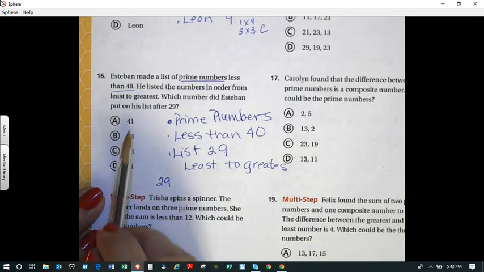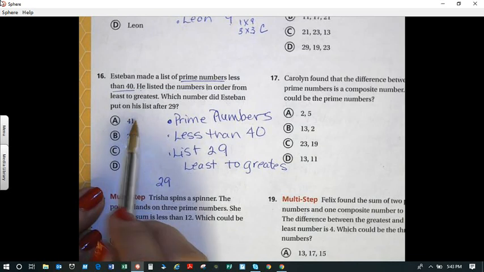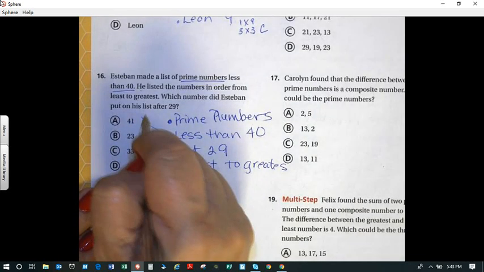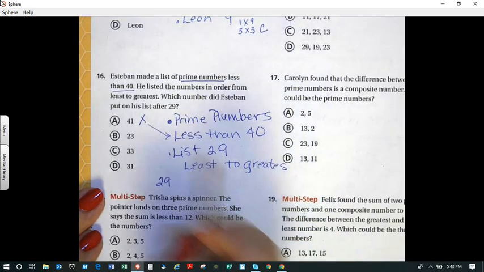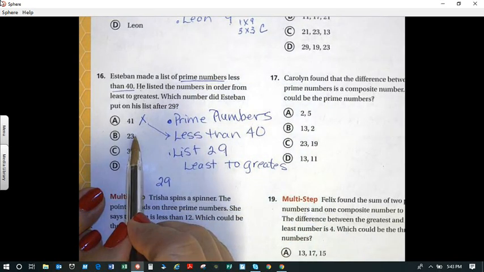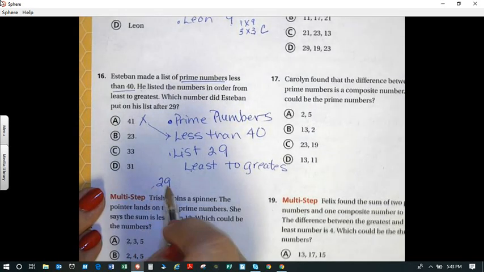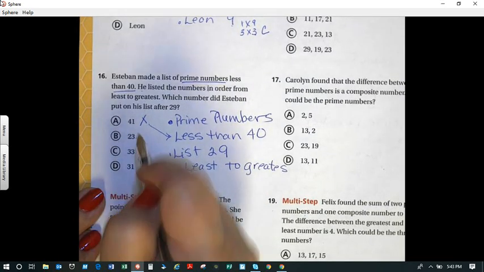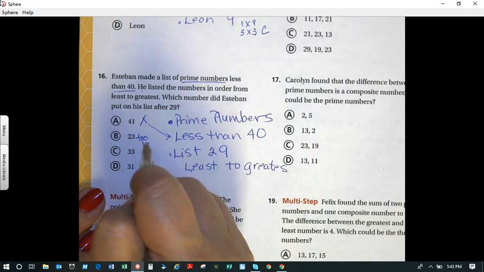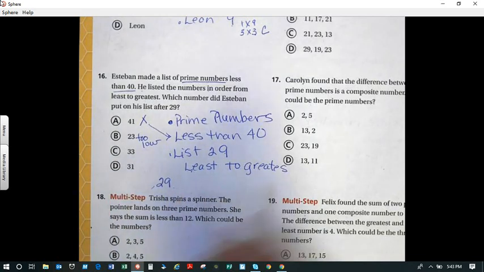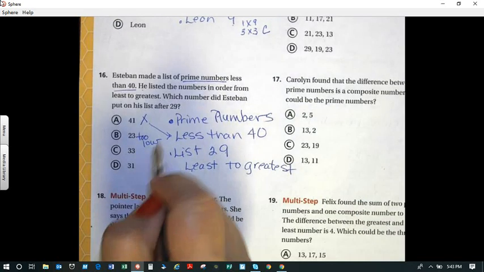Can we do the 41? No, because it has to be less than 40, so that doesn't work out. Can we do the 23? No, because I'm doing least to greatest, so this is my next number. This is too low. The next one has to be higher. Oops, I forgot the T there. So that's too low. That won't work.